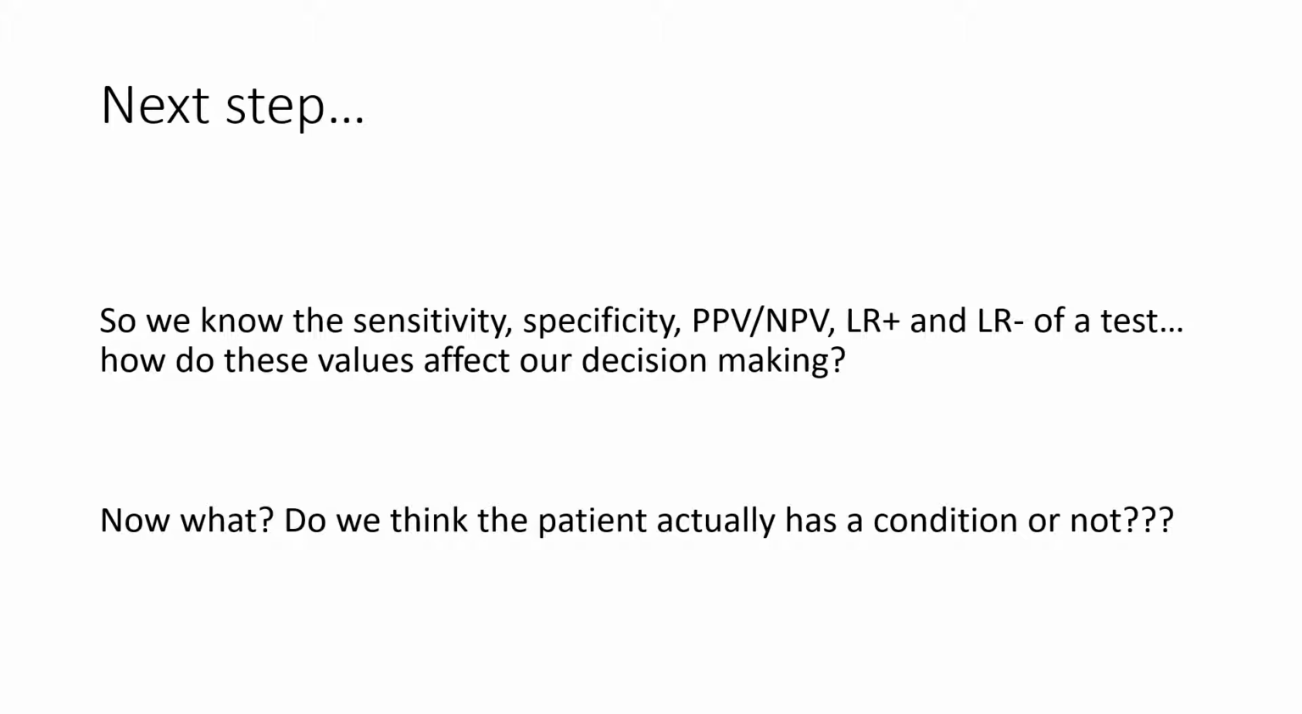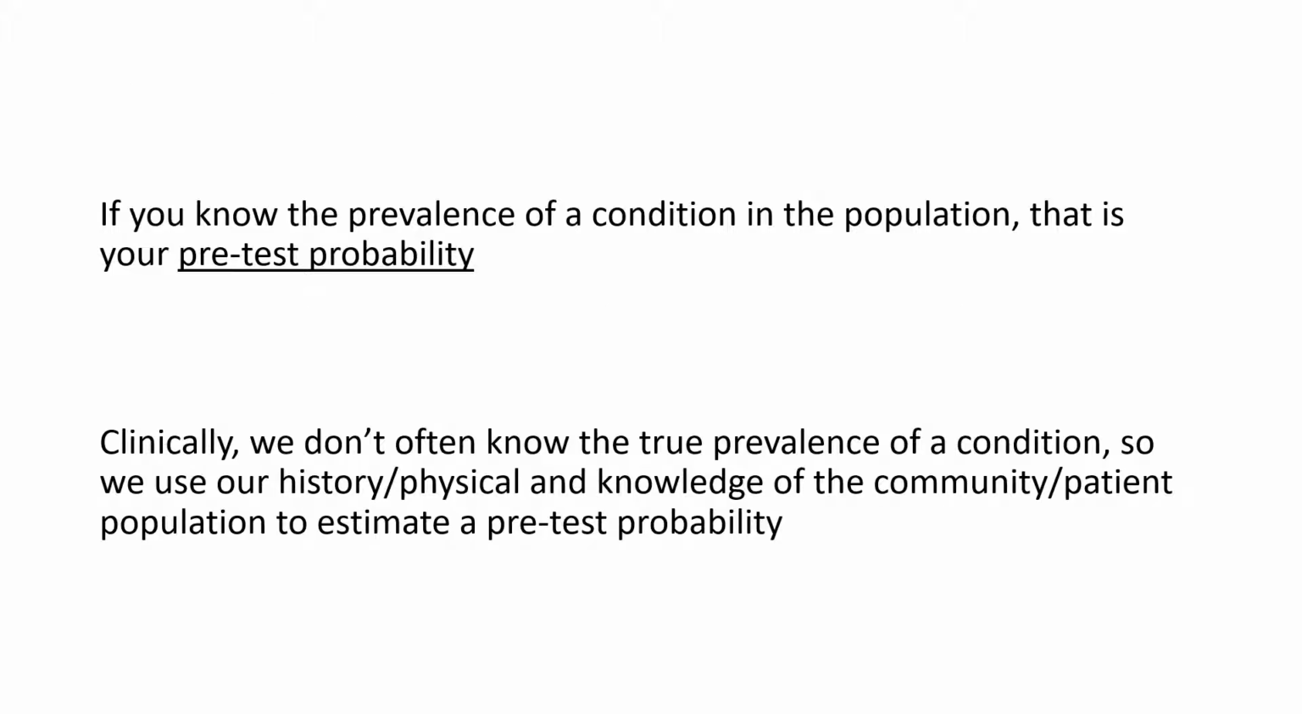So you get a test result back and it's positive. Do we actually think the patient has a condition or not? If you know the prevalence of a condition in your population, that becomes your pretest probability. For example, if you're working somewhere with more older people and people come with chest pain, you'd expect prevalence of coronary artery disease causing myocardial infarction to be higher than if you work in a pediatric emerge, where you don't expect children to be having ST elevation myocardial infarctions because of atherosclerosis, for example.